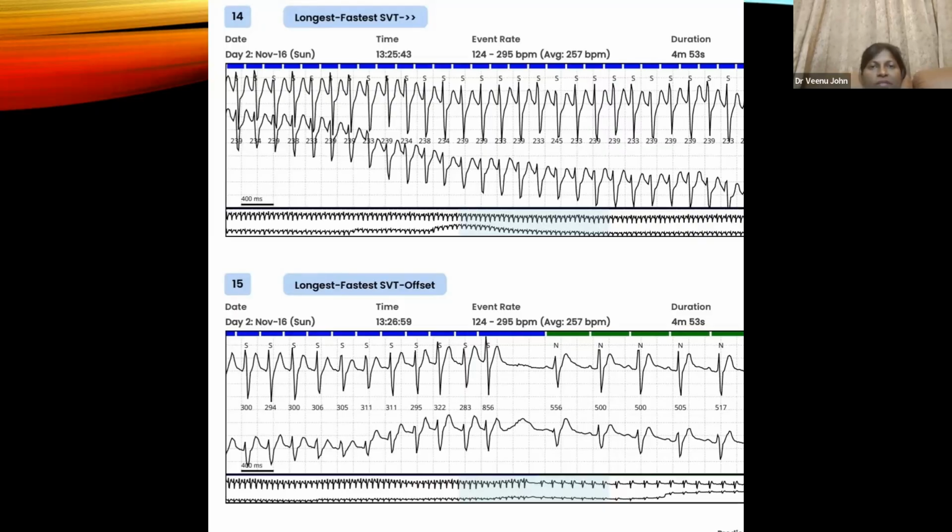So now he has gone for an RF ablation. After RF ablation, we can put him through a Holter and again put him through the same badminton tournament and see if he develops it. If he is not developing it, then we can suggest that he can go ahead with his competitive training of badminton.